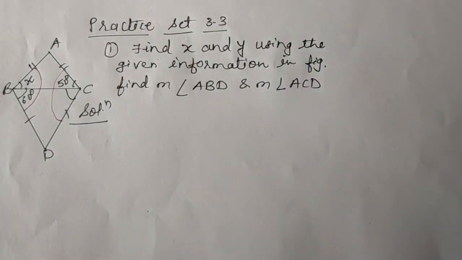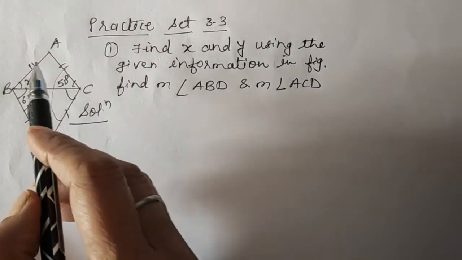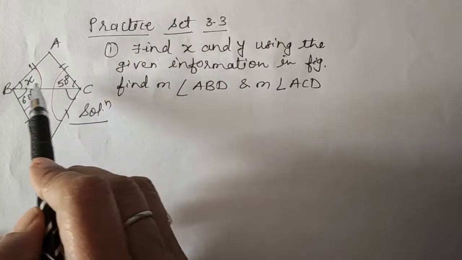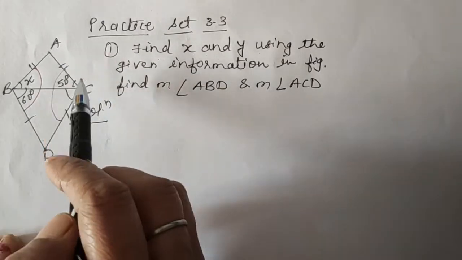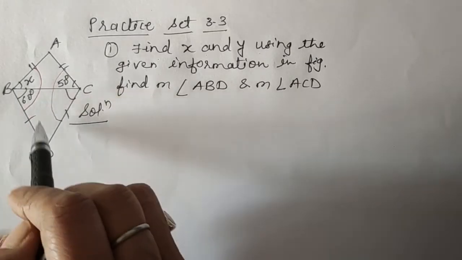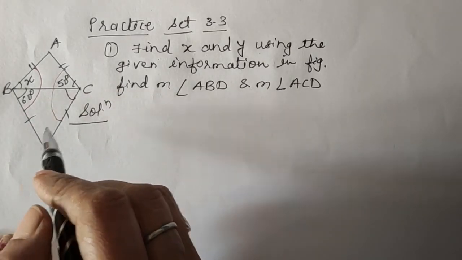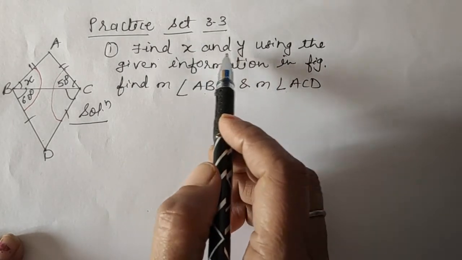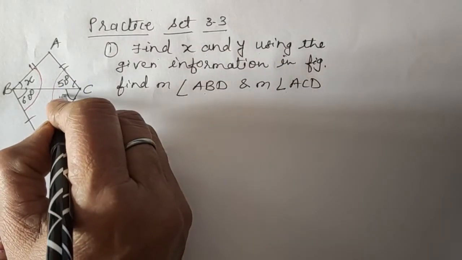Okay, so now see what is given to you. We have given here, this is the measure of angle x, means angle ABC is x. Angle ACD is 50 degrees. 60 degrees means angle CBD. And now you have to find the measure of these two angles, and also you have to find the value of x and y. Here is y.